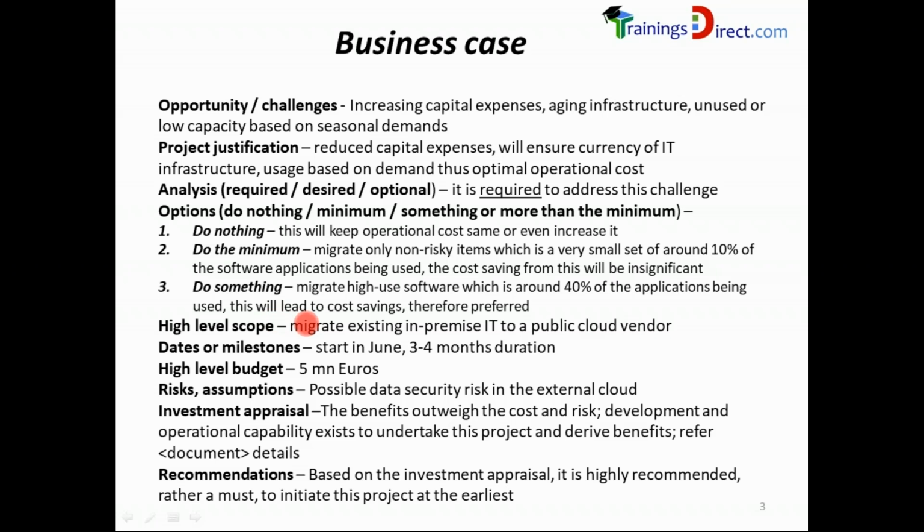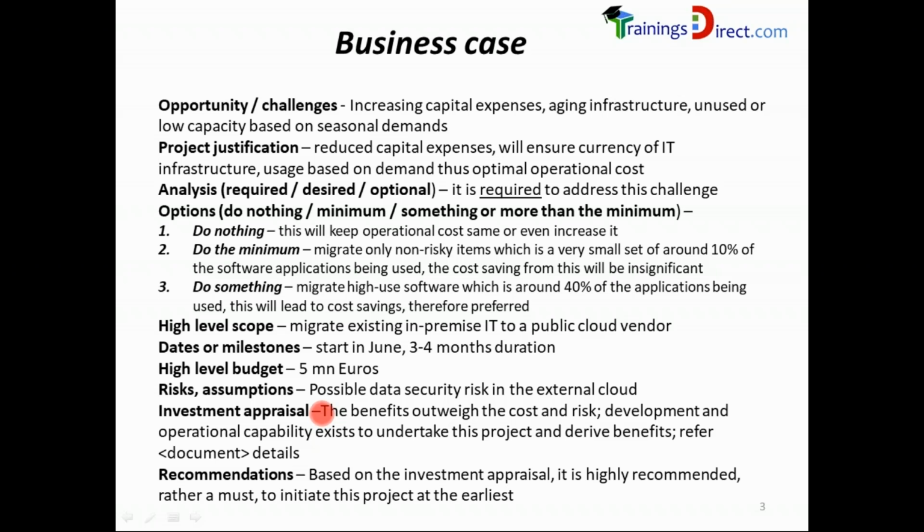High-level scope: migrate or transform the existing on-premise IT to a public cloud vendor. Dates or milestones: start in June, 3 to 4 months duration. High-level budget: 5 million euros. Risks and assumptions: possible data security risk in the external cloud. Investment appraisal. These are the economic calculations and comparisons. There may be even a technical feasibility study, etc. And checking on whether skills are available or sufficient experts are available in the organization.